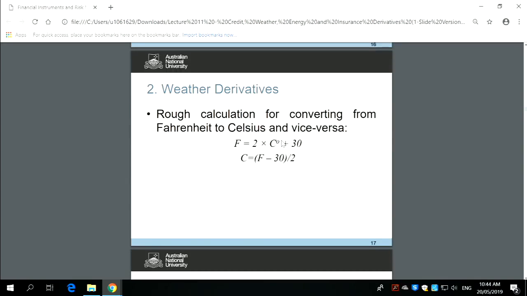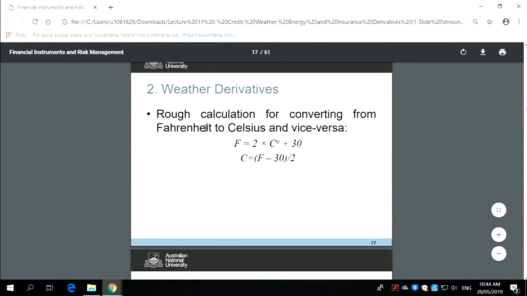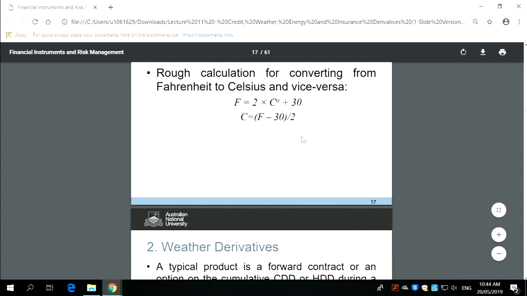Okay, so this slide gives you an equation, which is a rough calculation of how you convert Fahrenheit to Celsius. That's just a very rough calculation there.